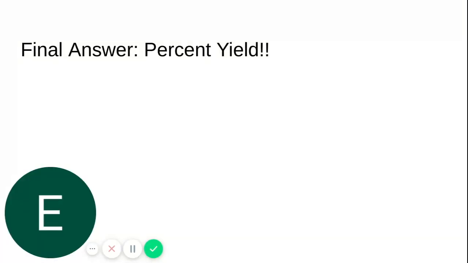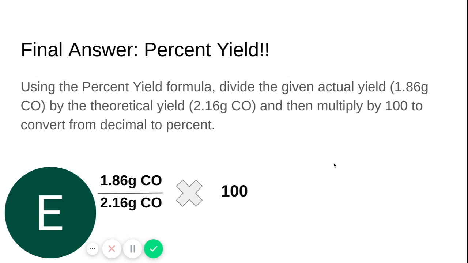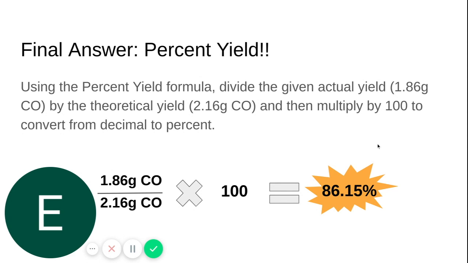Final answer, finding the percent yield. Using the percent yield formula, divide the given actual yield by the theoretical yield, and then multiply by 100 to convert from decimal to percent. So starting with 1.86 grams of carbon monoxide, you divide that by 2.16 grams of carbon monoxide because that's the theoretical yield. Then you multiply by 100 to end up with an 86.15% yield.